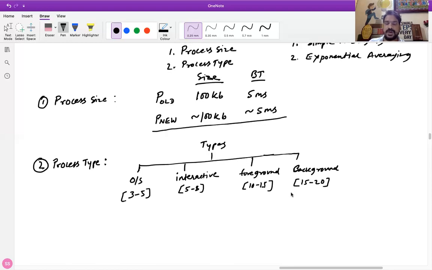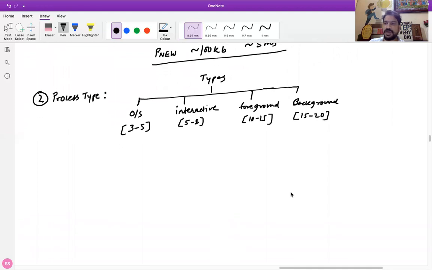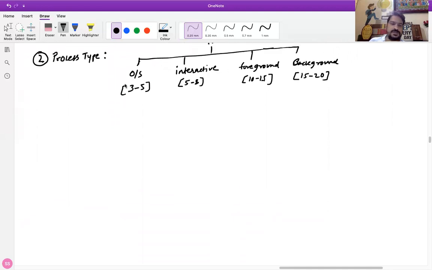Now let's talk about the dynamic type of model we have. The first model in the dynamic type is simple averaging.